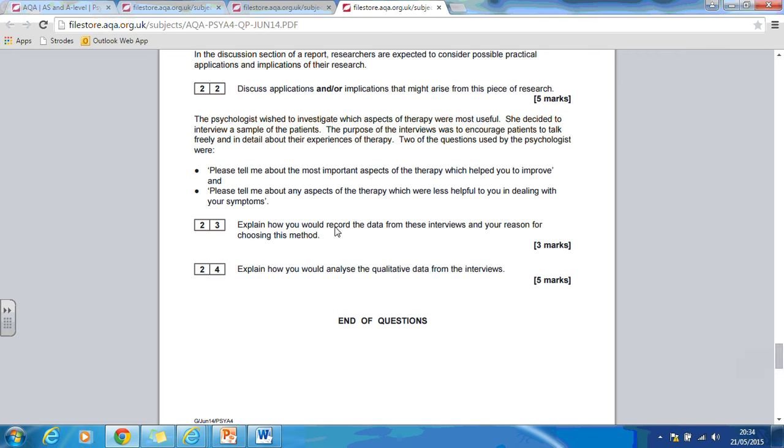This one, how would you record data and explain why? So you need to say what is the most effective way of recording data. How would you analyze qualitative data? That's about content analysis. You need to explain content analysis.